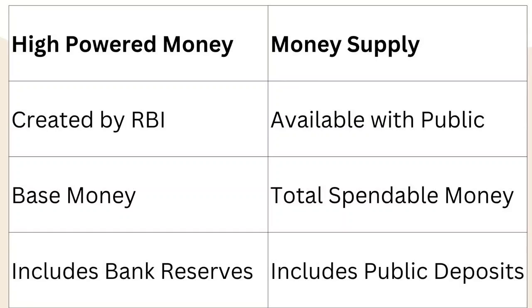High-powered money is created by RBI. Money supply refers to the money available with the public for spending. Commercial banks play an important role in connecting the two. Using the reserves provided by RBI, banks accept deposits and provide loans. This expands the amount of money that people can use. So don't think of these as identical concepts. One is the foundation, the other is the money circulating among people and businesses. If asked to differentiate, write at least two clear points: who creates it and what it represents.